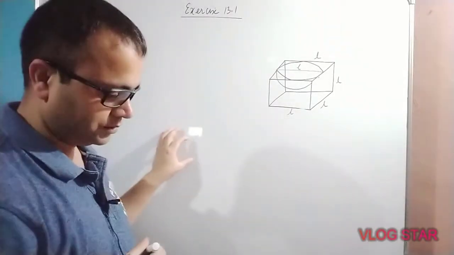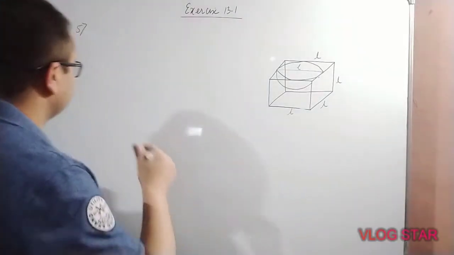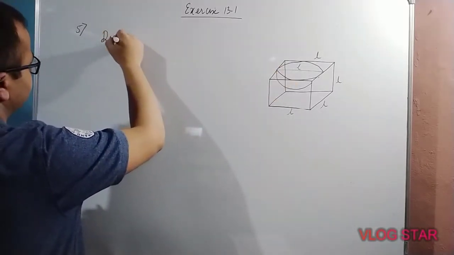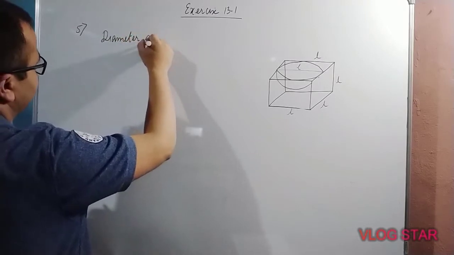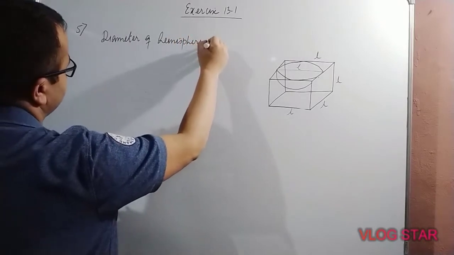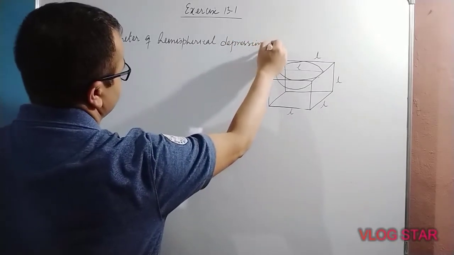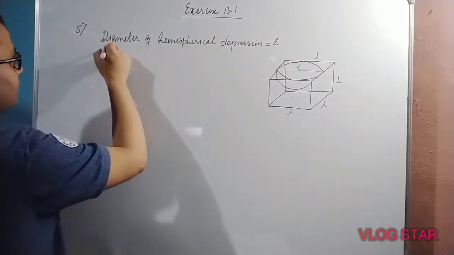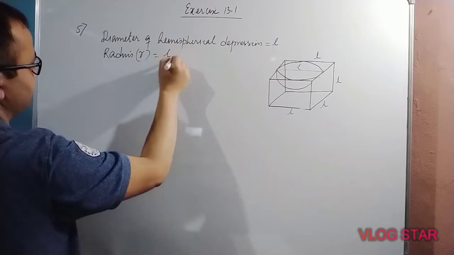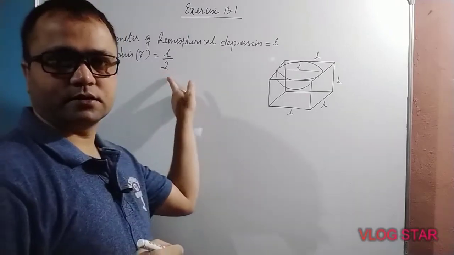So how to calculate? It is similar to question number 4. First we will write the given information. The diameter of the hemispherical depression is L. Now we will calculate the radius. Radius r equals L by 2, because the radius is half of the diameter.